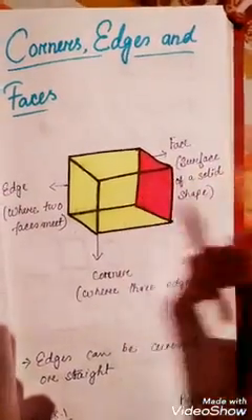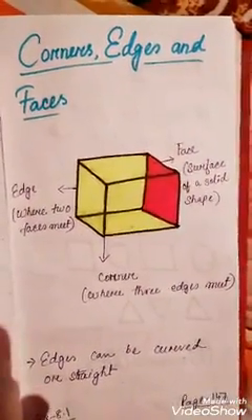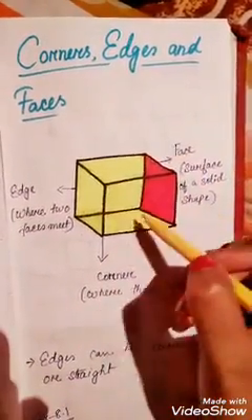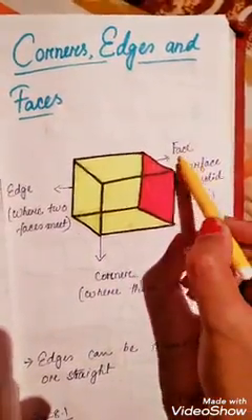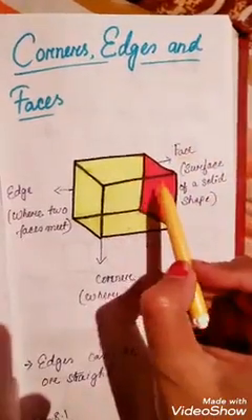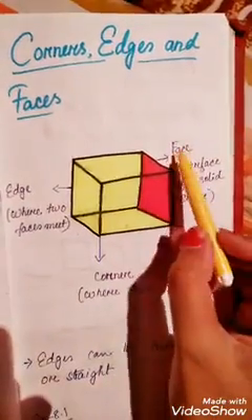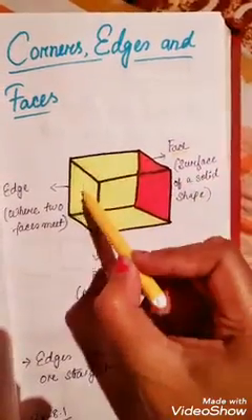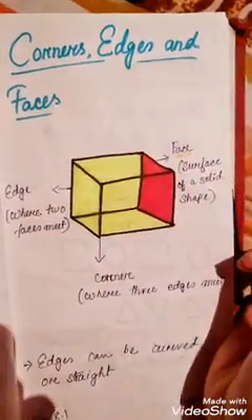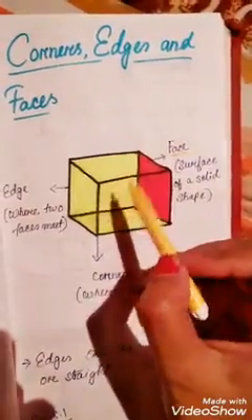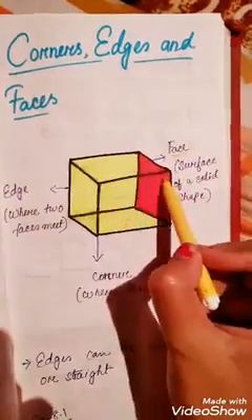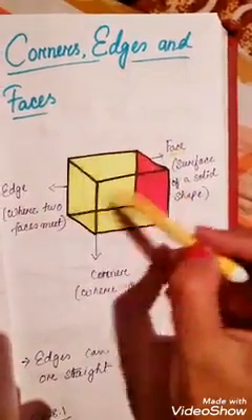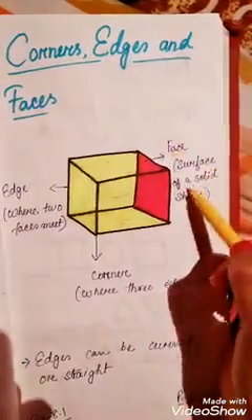So here you can see this one is a cube. We are going to find how many corners, edges and faces this cube has. First of all I'll tell you about the face. Here you can see the red portion. This one is one of the faces, that means a surface of a solid shape. All this yellow portion are also faces of this cube. If you count 1 2 3 4 5 6, a cube has 6 faces, that means 6 surfaces of the solid.